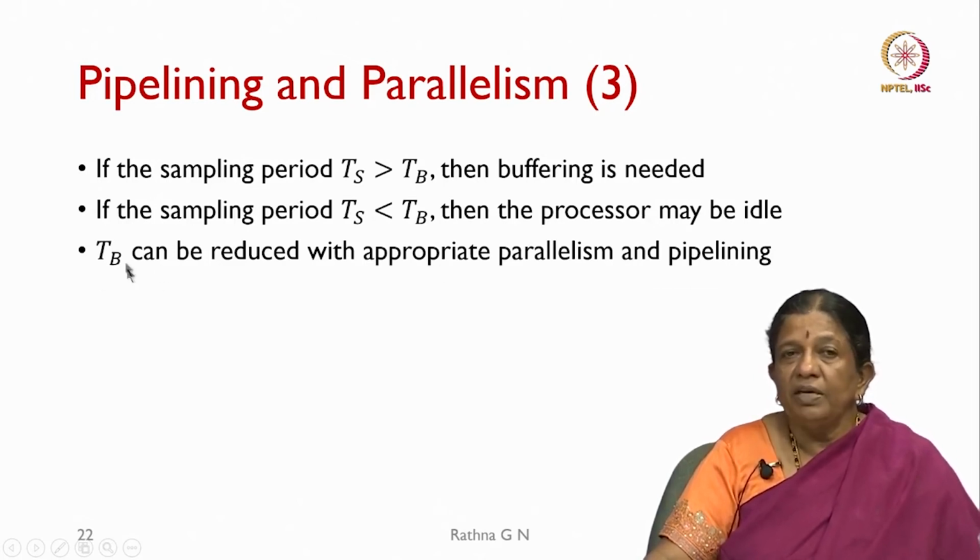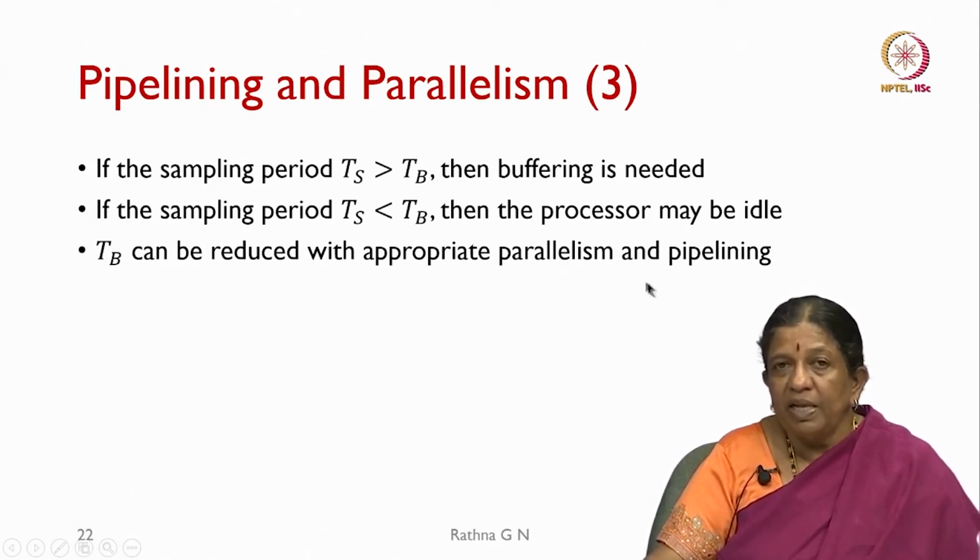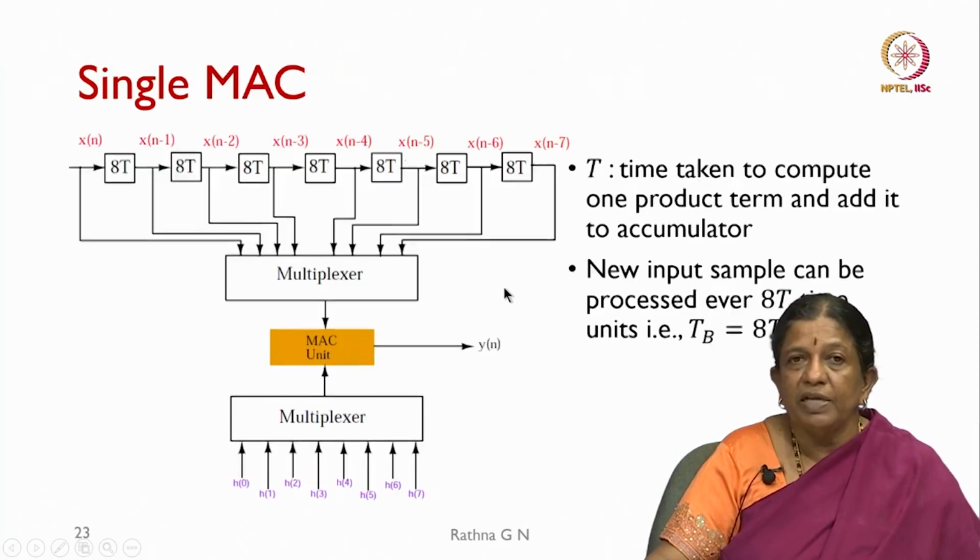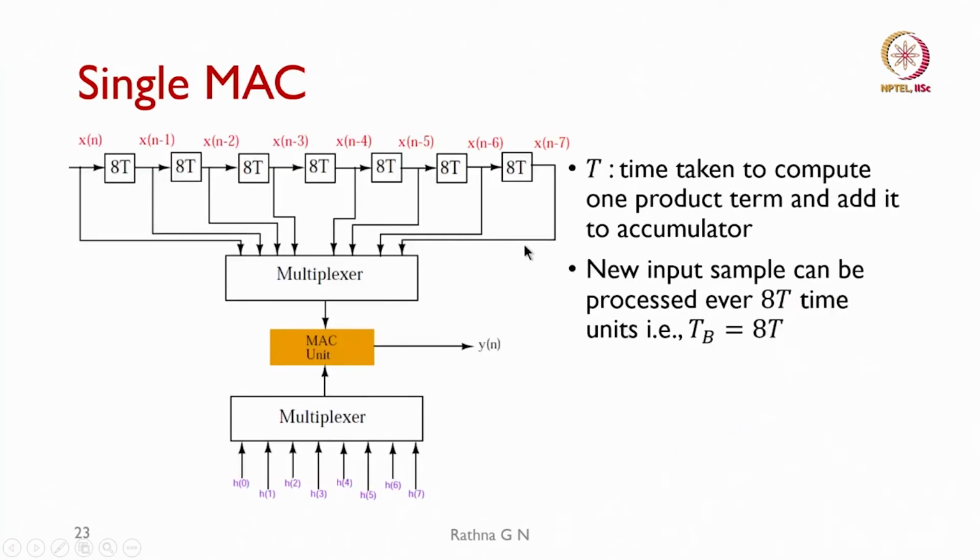So, how we can reduce this TB with appropriate parallelism and then pipelining, we will see in the next few slides. First one, what is it? If I am using only a single multiplier and accumulator, how am I going to do this filtering? So, I have x of n here, and x of n minus 1 and the rest usually we assign as 0 initially, and this is an 8 clock sample delay, because I have seen that it is going to take 8 clock cycles for the new data to come in.